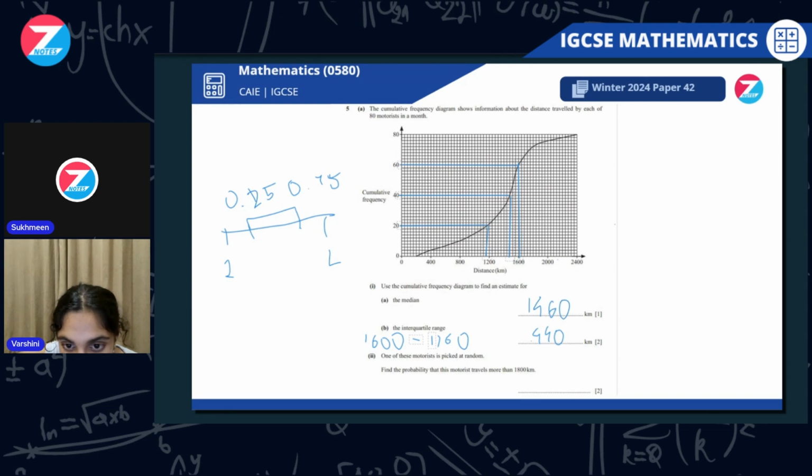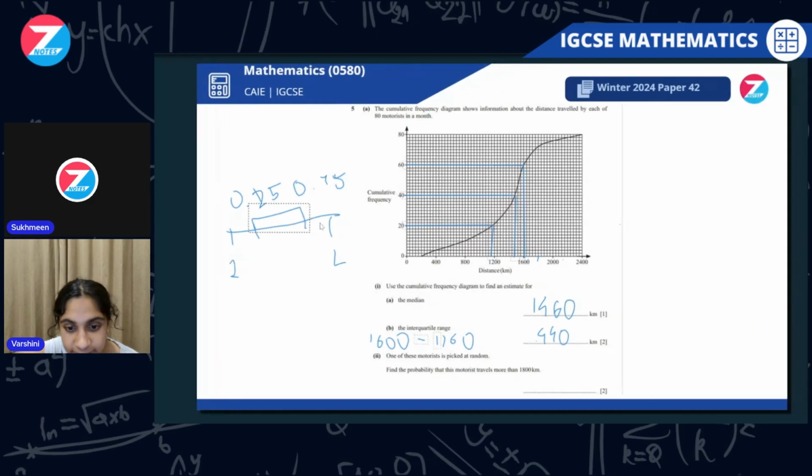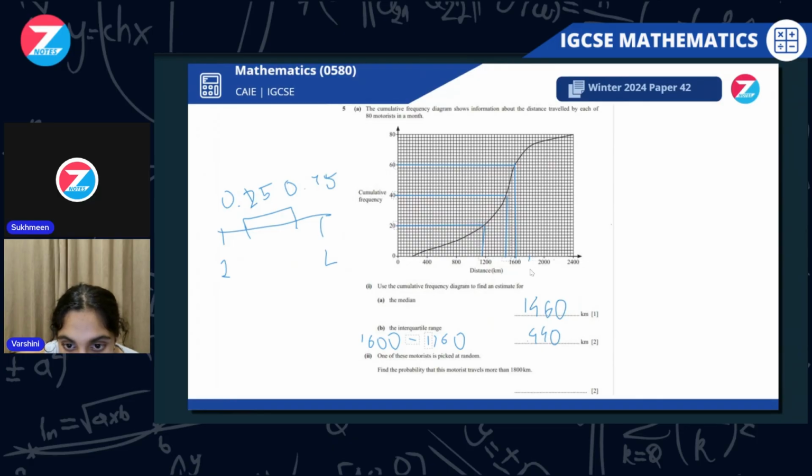That's going to be 1640, 1680, 1720, 1760, and 1800, which is going to be over here. So we want the probability that this motorist travels more than 1800. So now we need to find the cumulative frequency for this. Again, we're just going to extrapolate it from the graph. We just draw a line upwards from here, and again, over here.